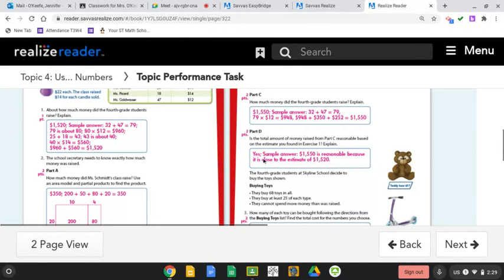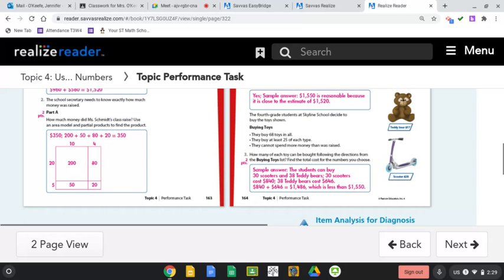Is the total amount of money raised from Part C reasonable based on the estimate found in exercise number 1? Yes. $1,550 is reasonable because it is close to $1,520. So that's what we got in the first problem, and that's what we got as the actual. Pretty close.